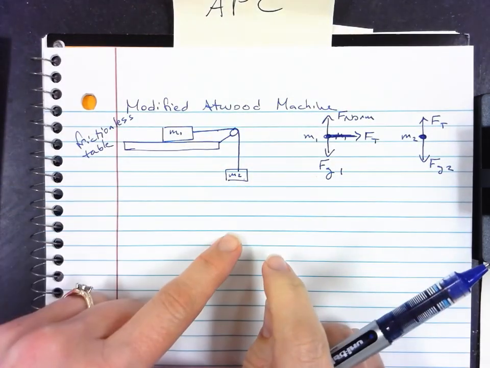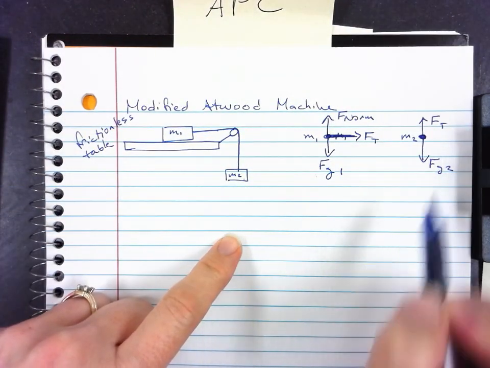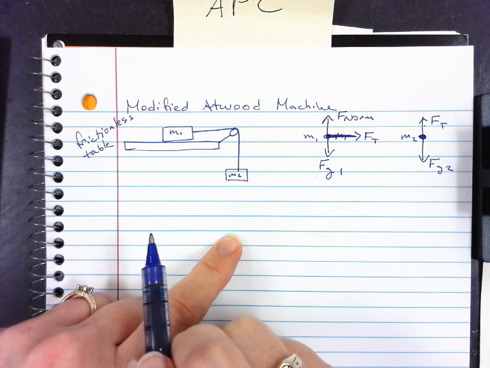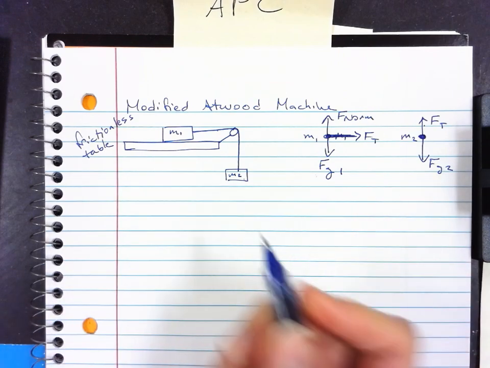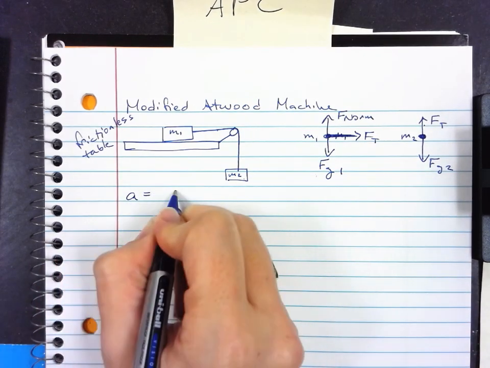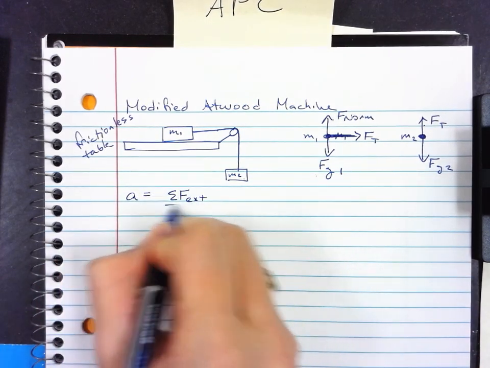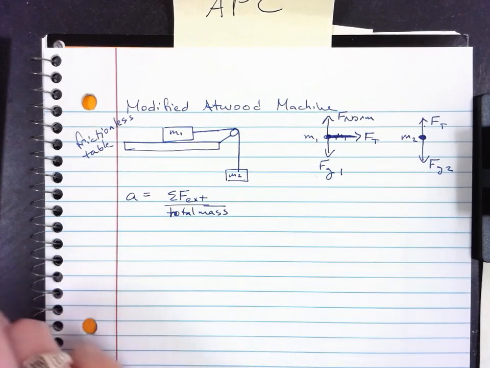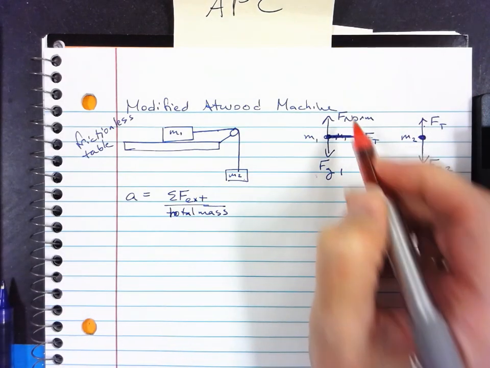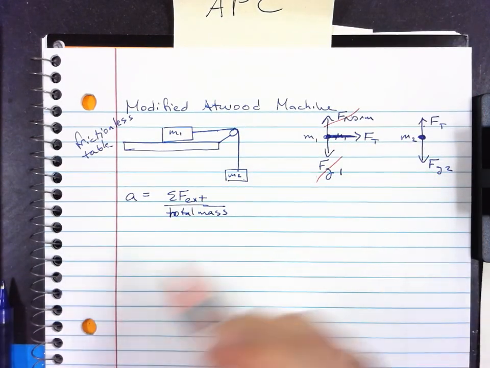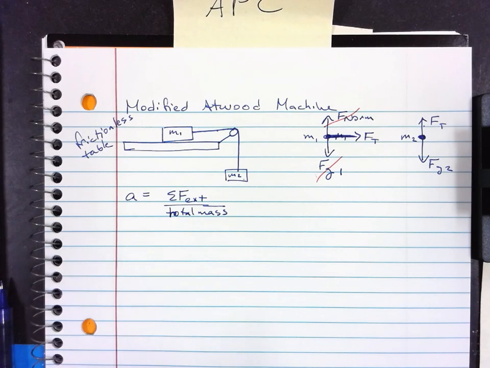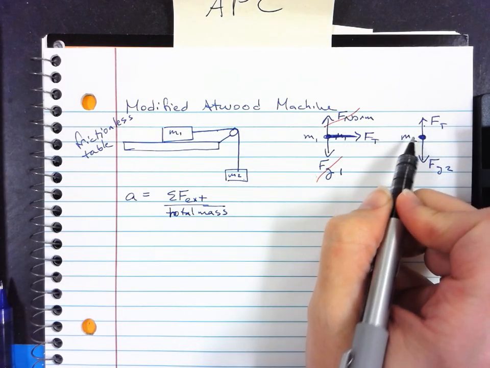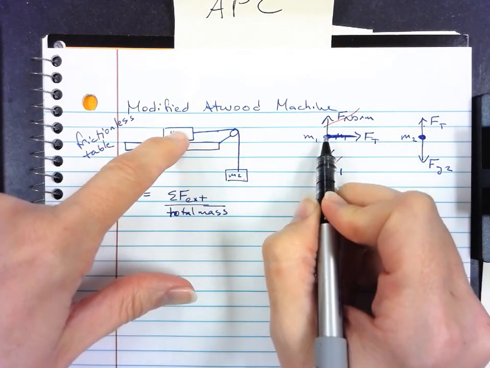Now we know M2 is going to go down. That's why I drew FT a little bit smaller here. And I don't think I did a good job, but this FT and this FT should be the same. So now if we're looking for the acceleration, we need net external force divided by total mass. So big picture, we know normal and FG1 cancel. We know FT is internal, it's a third law pair. This tension exists because M2 is pulling on the rope that's attached to M1.